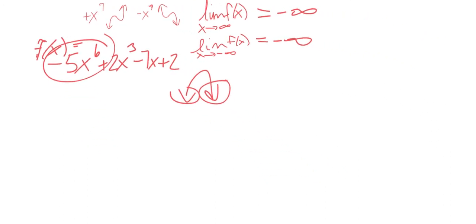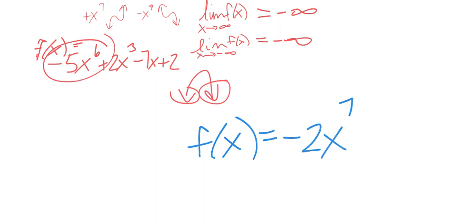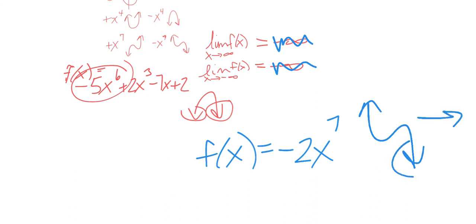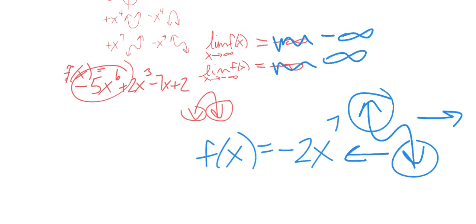If I was talking about something like, I'm going to change colors here, let's say I'm talking about negative 2x to the 7th, okay? And I ask you the same two questions. Now I go, okay, I don't need to know exactly what that looks like. I know that the general shape of it looks like that. It's odd and it's negative. The limit as x approaches infinity is negative infinity. The limit as x approaches negative infinity is positive infinity.